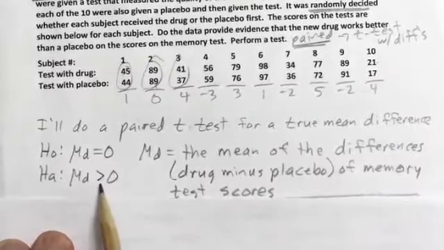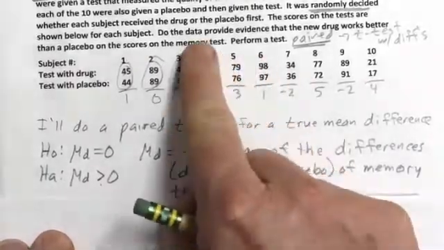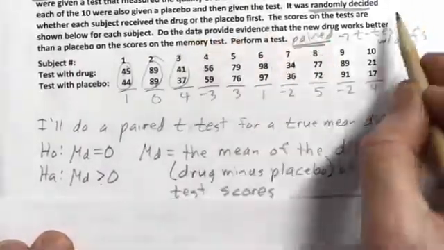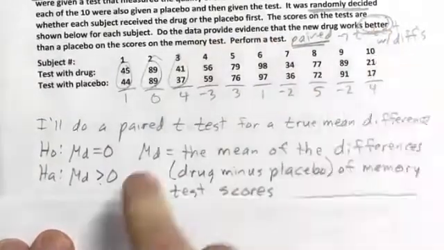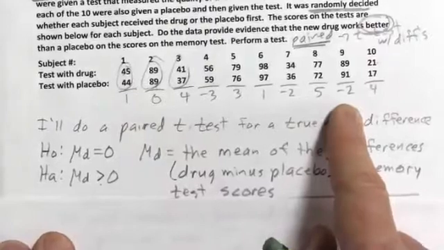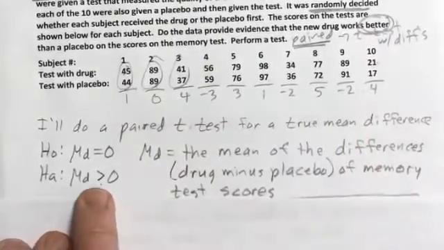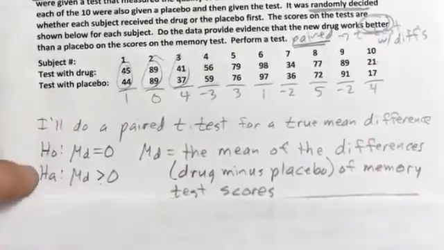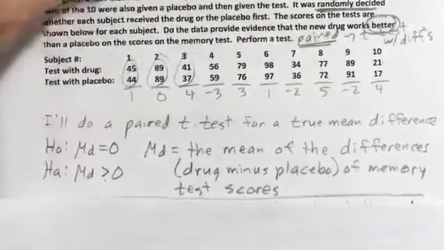I went with greater than here. Why? Because it said, does it provide evidence the new drug works better? Well, if the new drug worked better, that means these numbers would be positive, and so we went greater than there. So that's your T and your H, that's your type and your hypotheses.